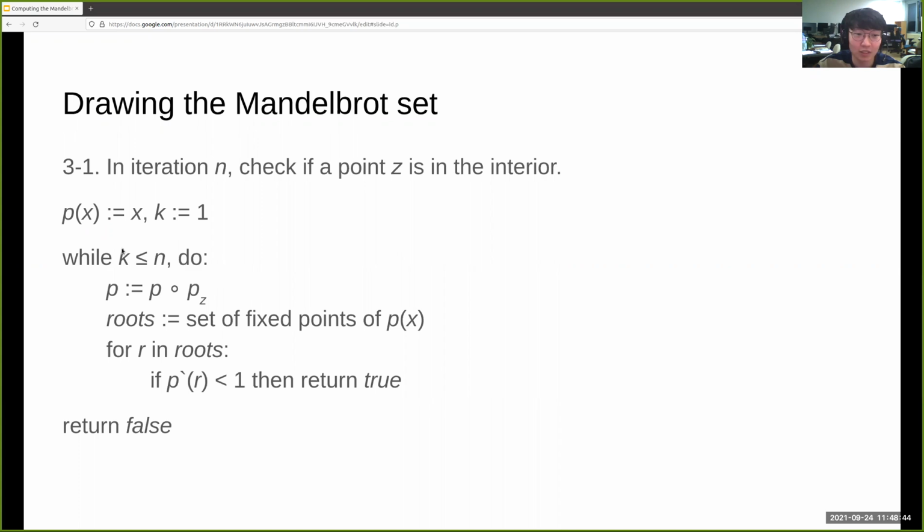Until k becomes n, we're going to compose the polynomials. I mean, we're going to compose polynomial p and let the array of fixed points be roots. Then for every element r in roots, if the absolute value of the derivative of p at r is less than 1, then return true. If not, and the while loop ends, then return false.